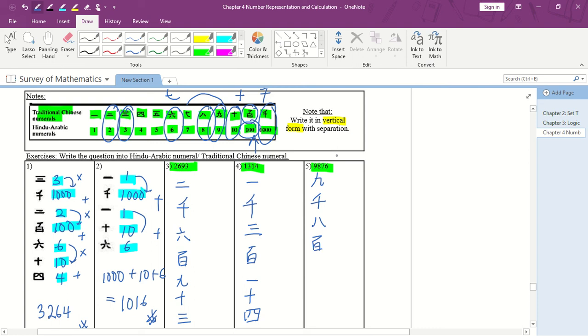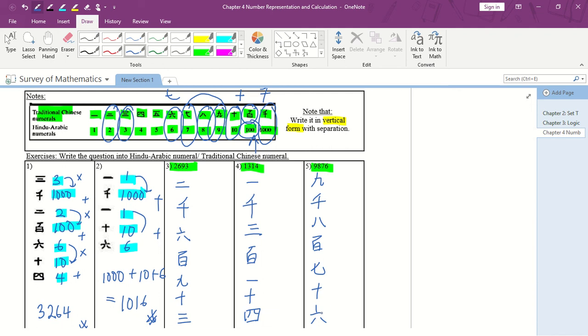And 76. So 7 is this one, the cross that bends to the right. Okay. 7. 70, which means 7 and 10, right? 7 and 10. And 6 will be like a star-like figure. So 9,876. And that is for our traditional Chinese numeration system.